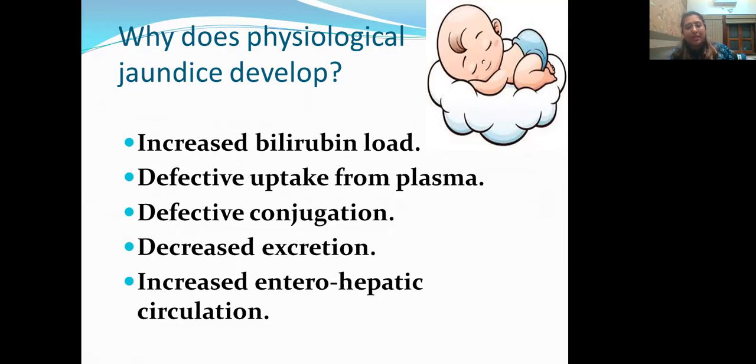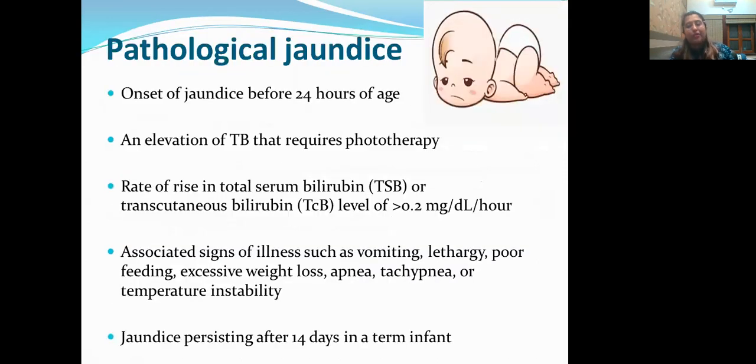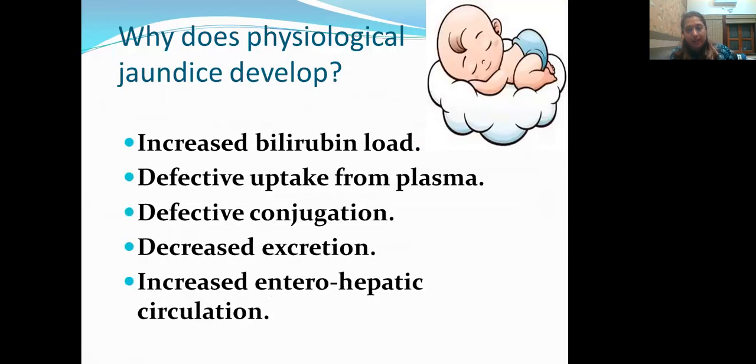Also, there could be a similar genetic deformity in our UGT enzyme, as a result of which there will be defective conjugation. Next, if there is decreased gut motility, and also a decreased amount of bacteria, then there will be less production of stercobilin, and hence decreased excretion. Also, if beta-glucuronidase activity is higher and there is increased enterohepatic circulation, all of these are going to lead to a raised level of unconjugated bilirubin in the body, and therefore neonatal jaundice.